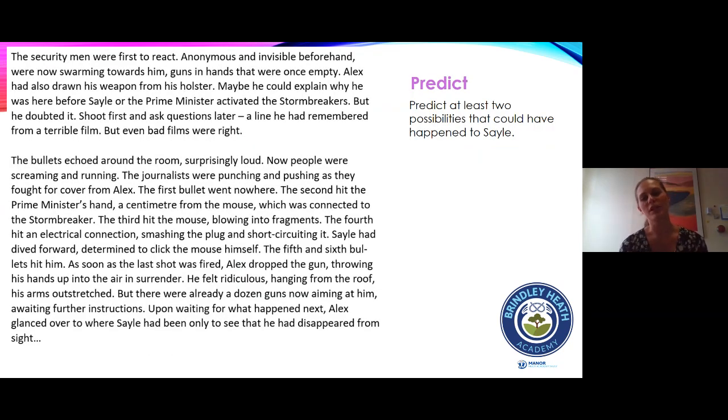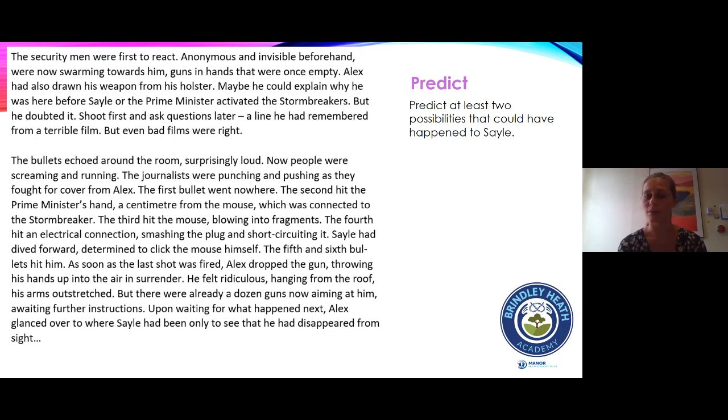We've got one final question to look at, which will help you for the rest of your writing journey. So we're looking at the end of the text, and obviously I know due to the internet loss, it's been a bit of a while since we've read and looked at the text. So we might want to have a read of it again to yourself. But we found out that Alex shot 6 different bullets at various different objects and people, one being Sale. And at the end of the text, Alex glanced over to where Sale had been, only to see that he disappeared from sight. So we're going to predict at least 2 possibilities that could have happened to Sale.